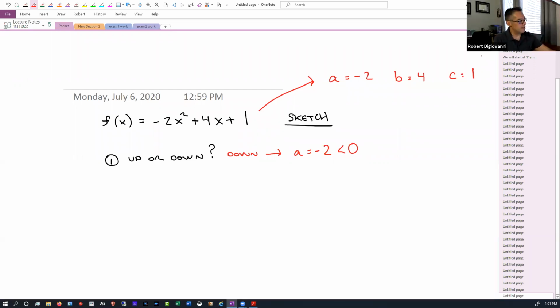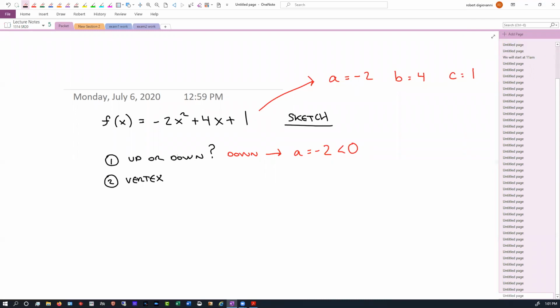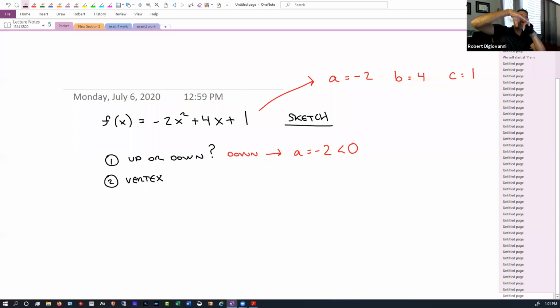All right, second step. We want to find the vertex. So for us, the vertex is either the lowest point on the graph or the highest point on the graph. In this case, is it lowest or highest? Highest, because it opens down, right? So if it opens down, we have a highest peak.